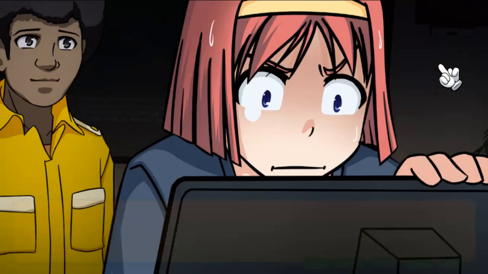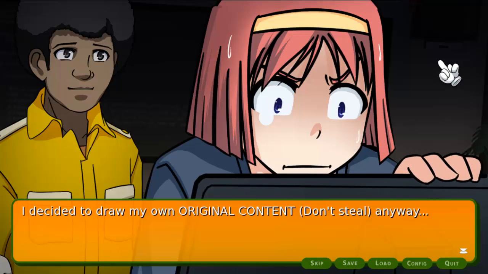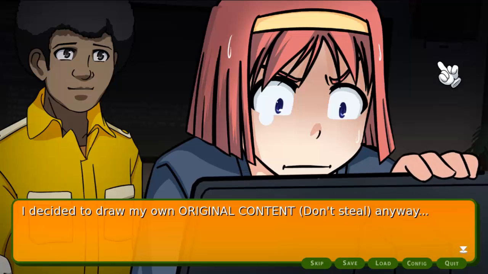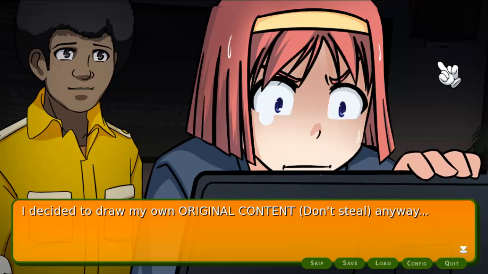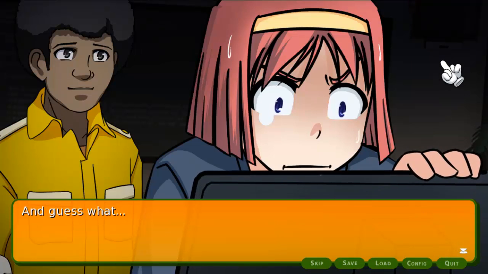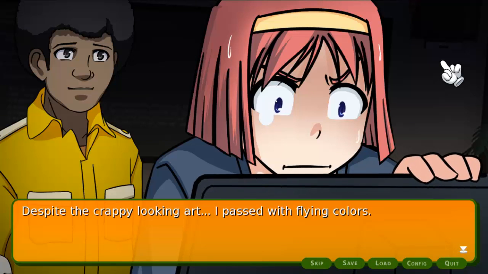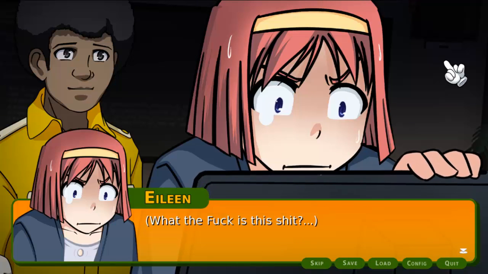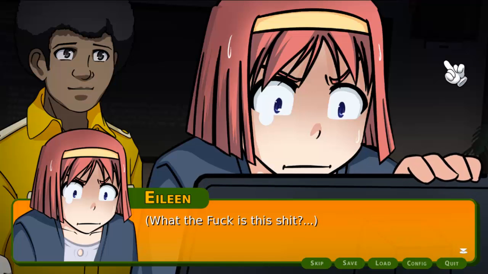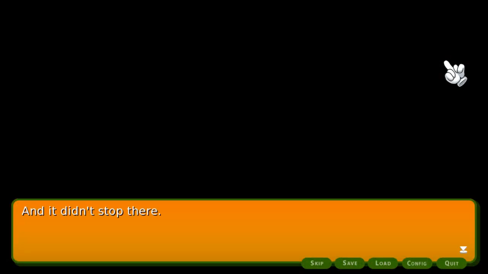But I don't care. I decided to draw my own original content. Don't steal. Anyway. And guess what? Despite the crappy looking art, I passed with flying colors. What the fuck is this shit? And it didn't stop there.